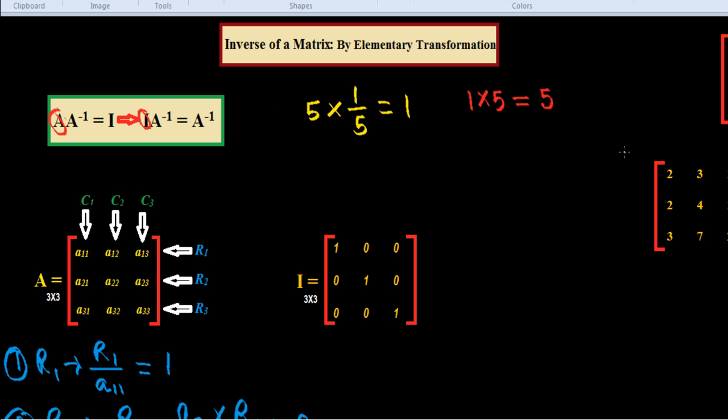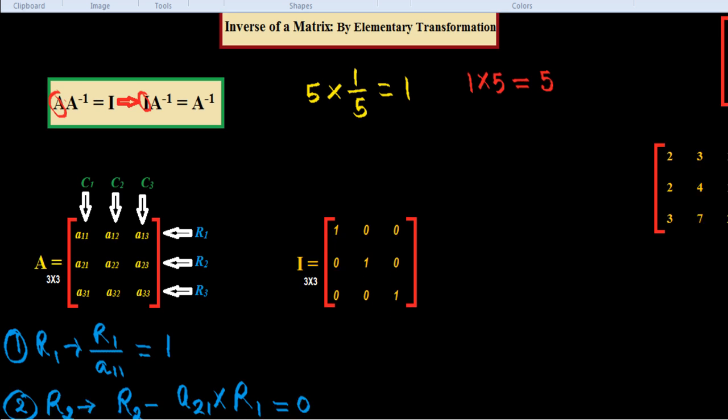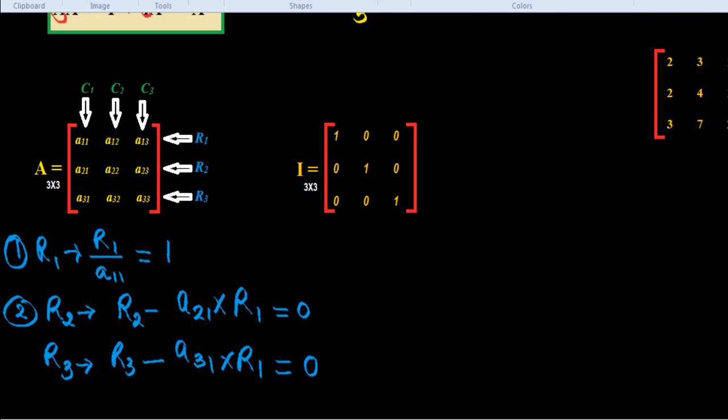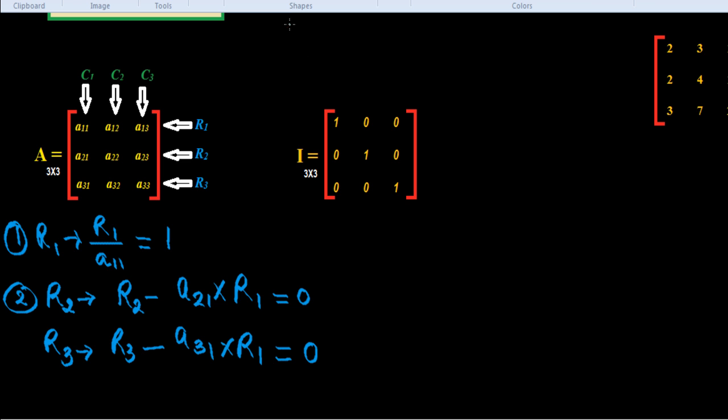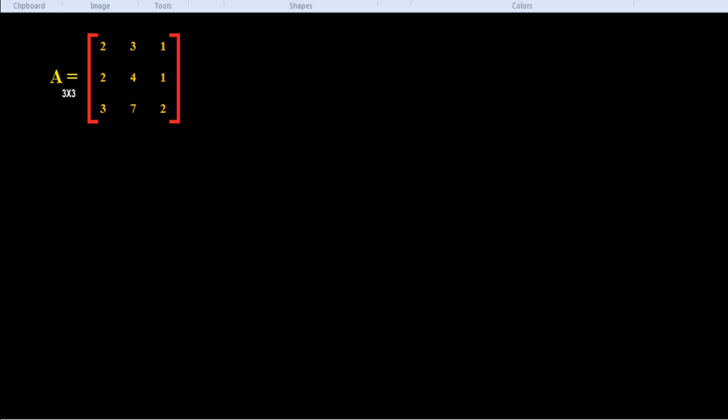So we take one example for this. I solve one example for you for a better understanding of this method. Now I take this example: there is a square matrix of order 3. The elements in the first row are 2, 3, 1, the second row 2, 4, 1, and the third row 3, 7, 2. So I first write down the concept here.